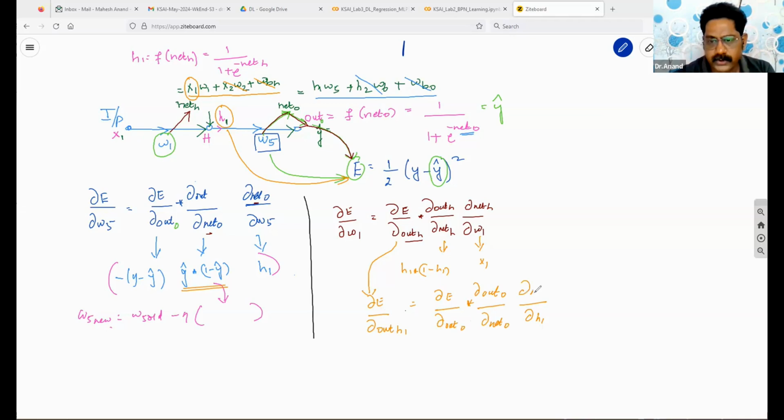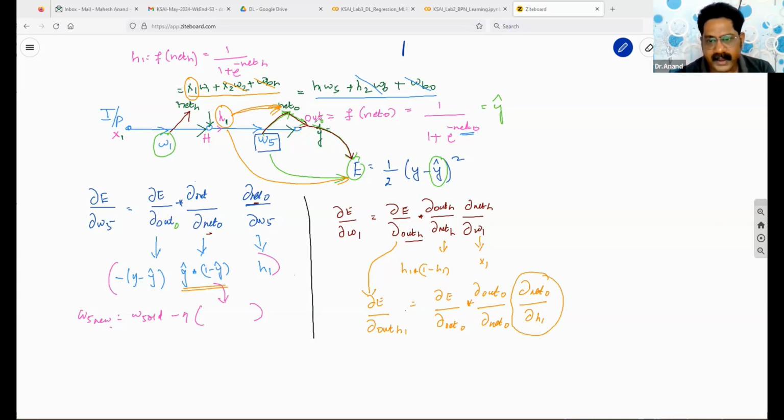Net at O, dou net at O. What is the meaning? We are trying to communicate this into three terms. How H1 impacts net O, like the way we write how W5 impacts net O, right? We are writing how H1 impacts net O, that is this term.